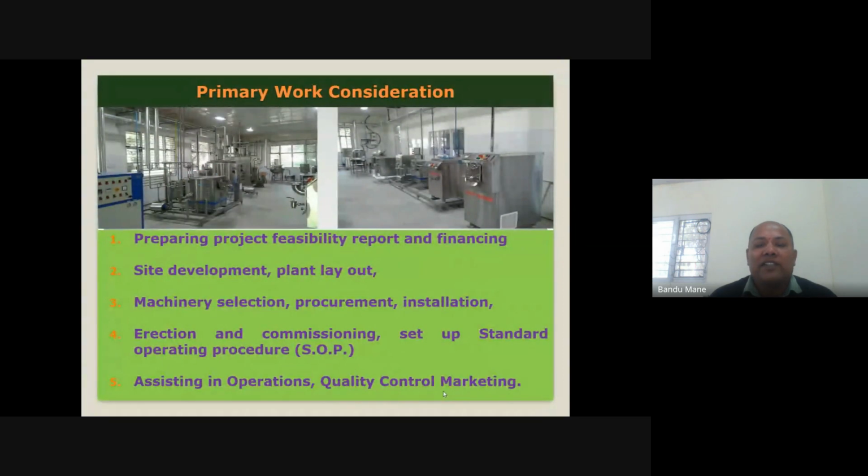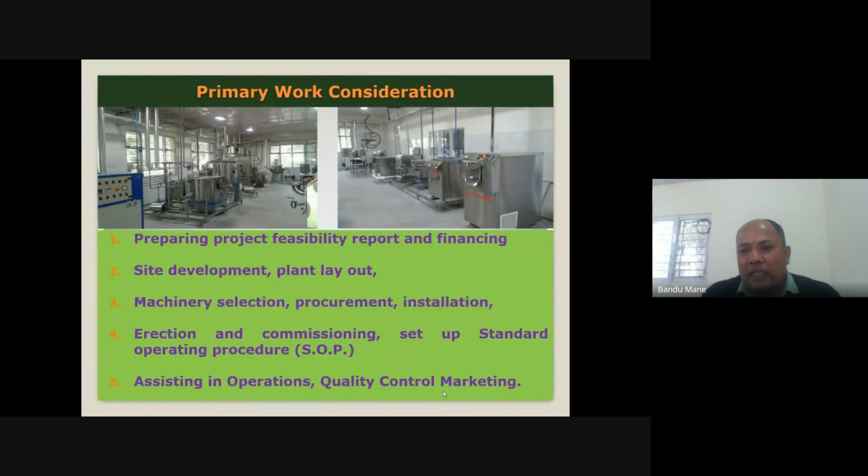Another primary work consideration, as we already discussed, is starting a dairy processing plant. Preparation of the project feasibility report is important, including the financing, site development, project layout, plant designs, then selection and procurement of machineries, and their installation. Then erection and commissioning. And after commissioning, the setup of operation, the setup of a standard operating procedure (SOP) for each and every machinery.